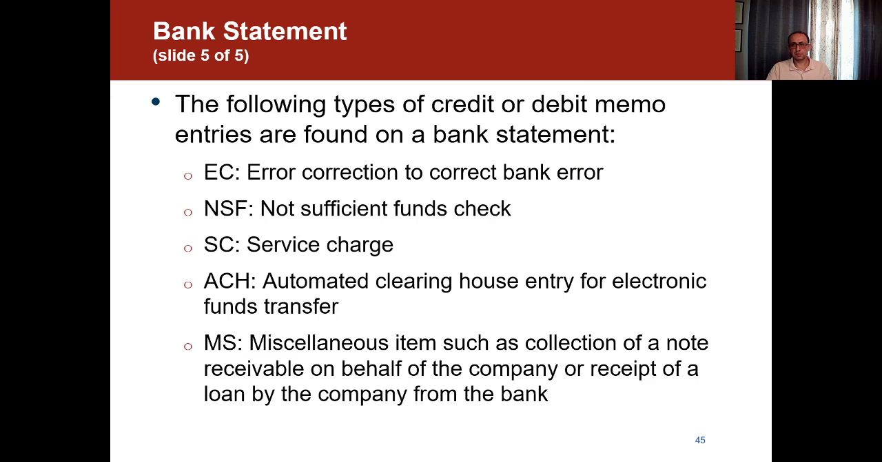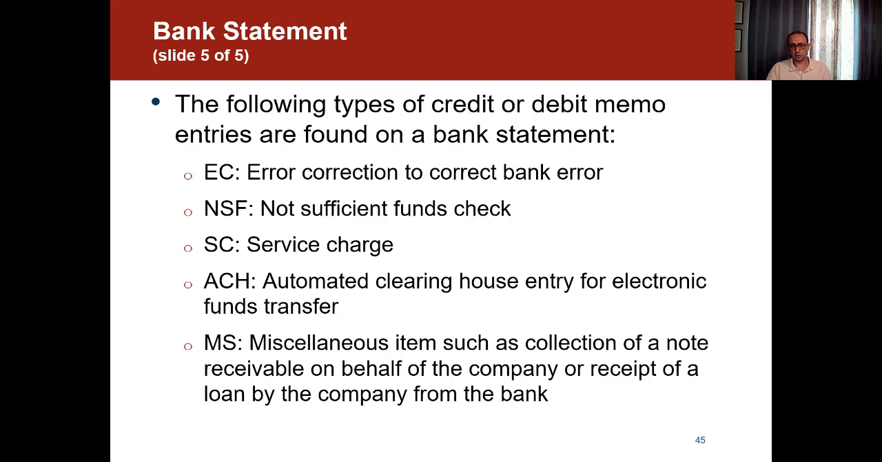So the following types of credit and debit memo entries are found on a bank statement. We see these abbreviations all the time. EC stands for Error Correction to Correct Bank Error. NSF stands for Not Sufficient Funds Checks, and this is whenever we receive a check from a customer, we try to deposit it in the bank, and then the check bounces back. This means that the customer didn't have enough cash in their checking account, and then the check was returned. That's a non-sufficient fund check.